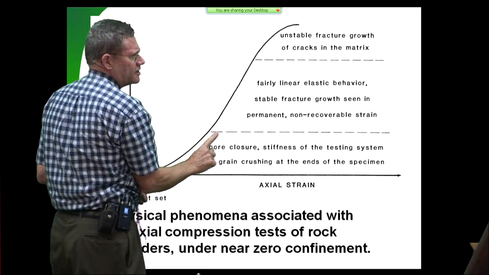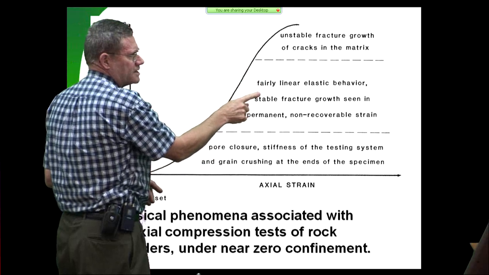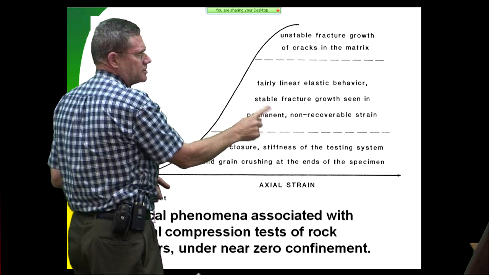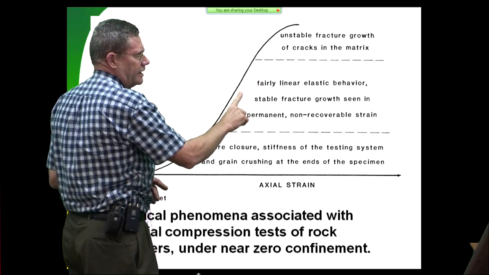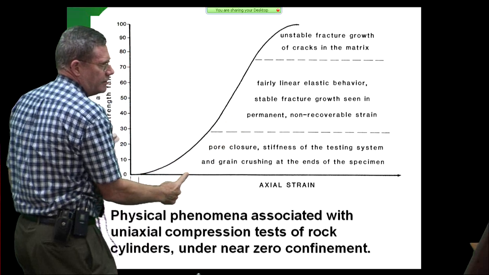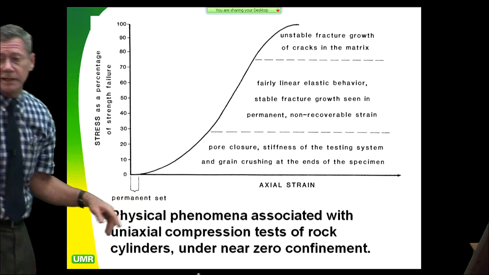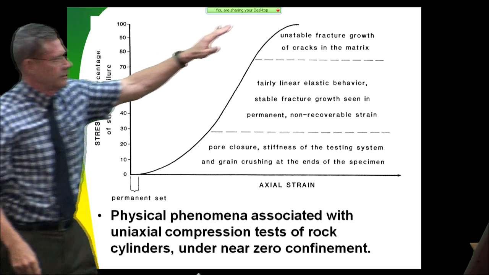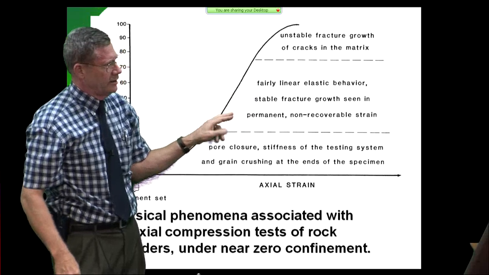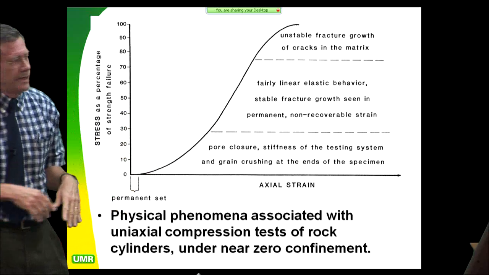In this center zone, where you have linear elastic behavior, you're having stable fracture growth seen in permanent non-recoverable strain. So if I unload right here, I'm going to come down and there's going to be some permanent strain that I've just experienced right there. And that's what happened at Glen Canyon Dam, by the way. They didn't get anywhere close to this region up here. They were in this zone, way down here, probably about there. But they got permanent deformation on both abutments.